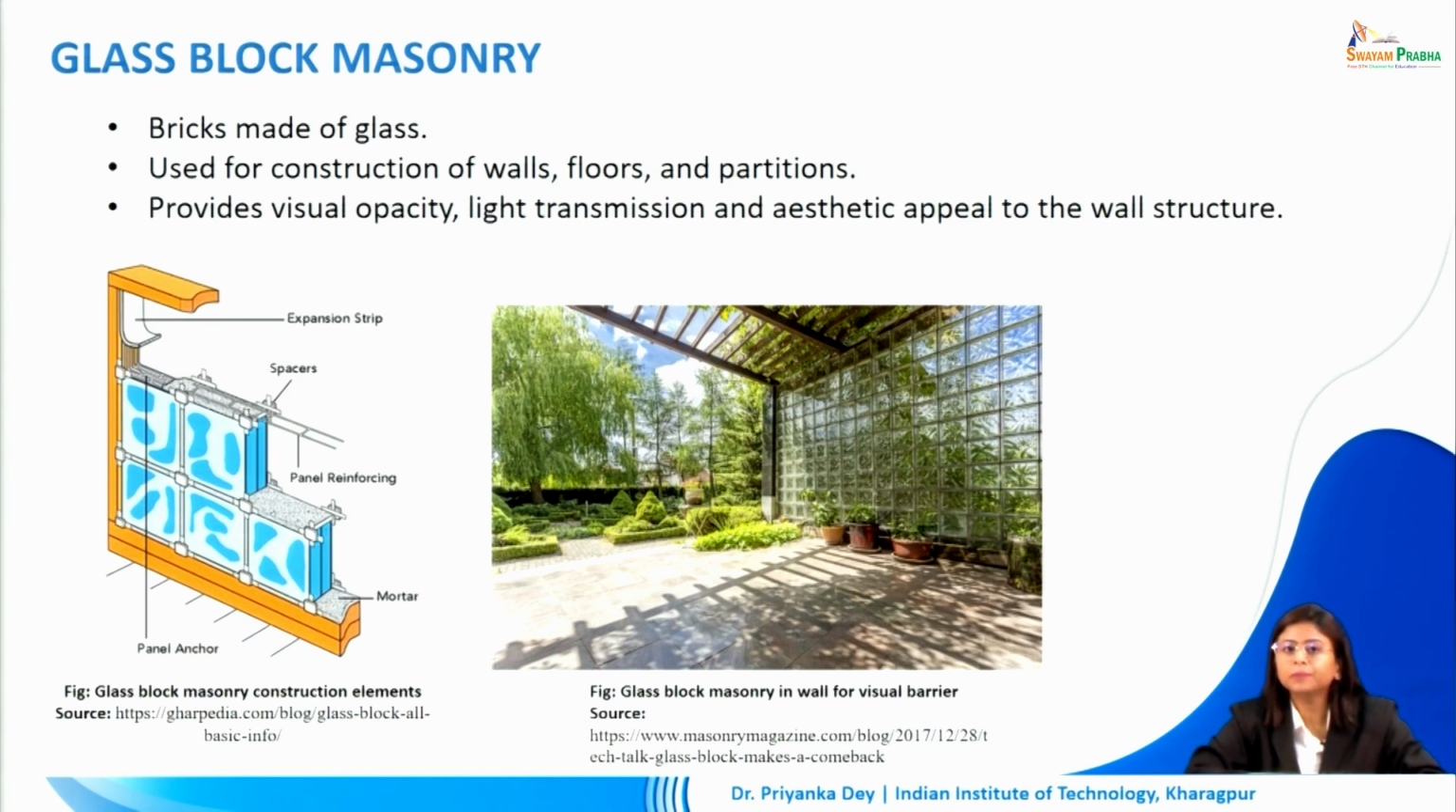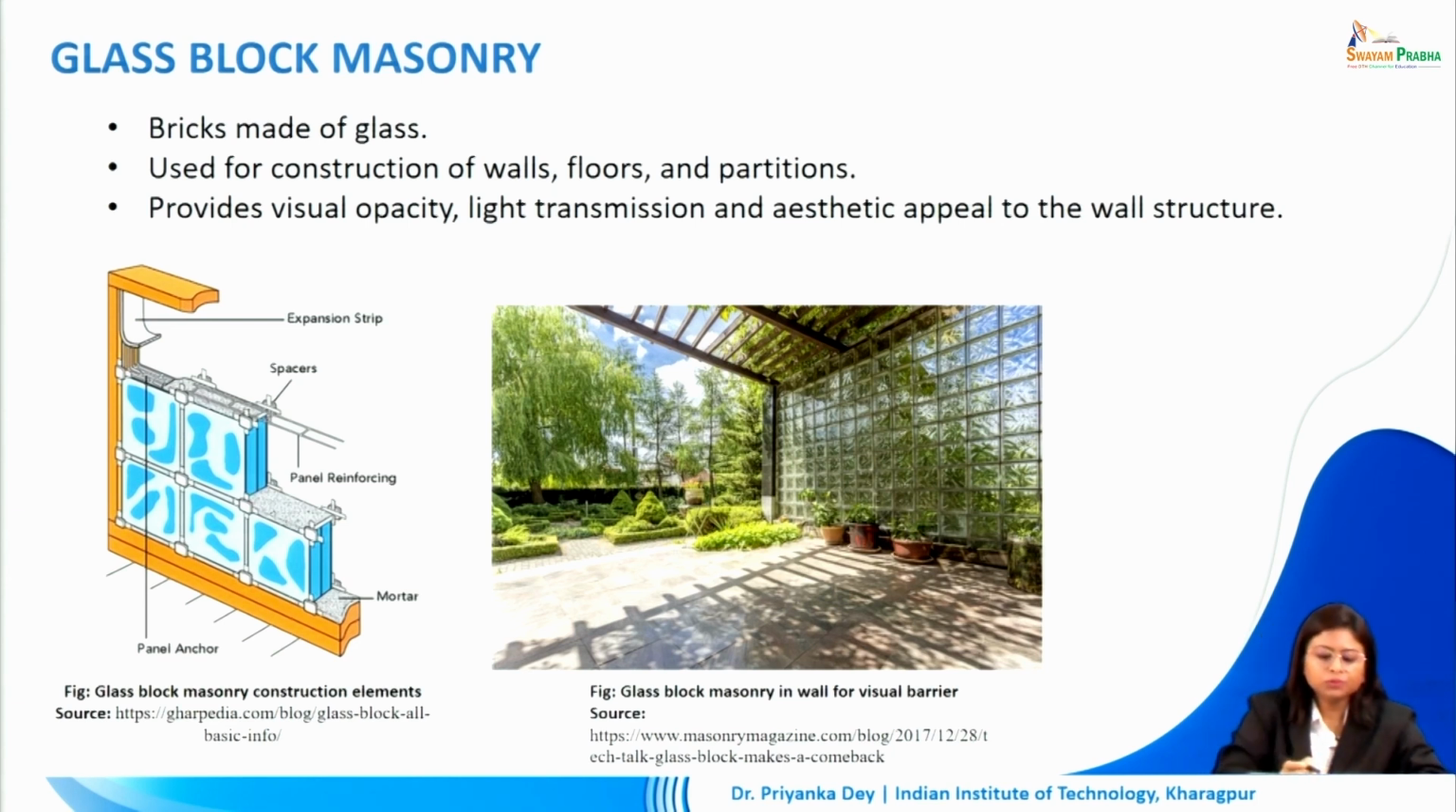So what we are doing is we are maintaining some amount of visual opacity, but we are allowing light transmission, and of course the aesthetic appeal of the wall structure is improved and we have a much more open light appearance to our area. So if you want a structure or a place where a lot of light comes in, but we also want some amount of opacity and visual separation or segregation of spaces, we can go for this option.